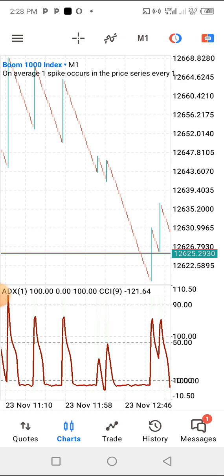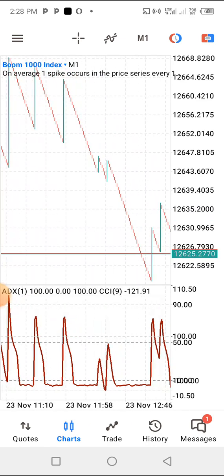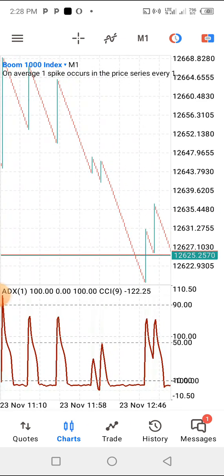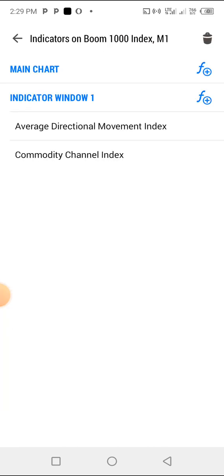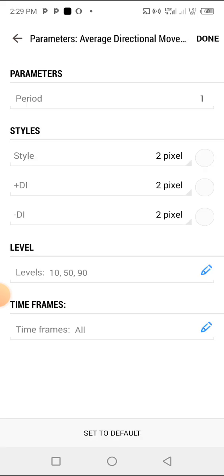So guys, this is Boom 1000. Like I said, this strategy works perfectly on Boom 1000 and on Crash 1000. So first of all, before we start, I would like to share the settings of this strategy. We need just two indicators here. So you have to go to your indicator window, and when you get there, you search for the Average Directional Movement, which is this.